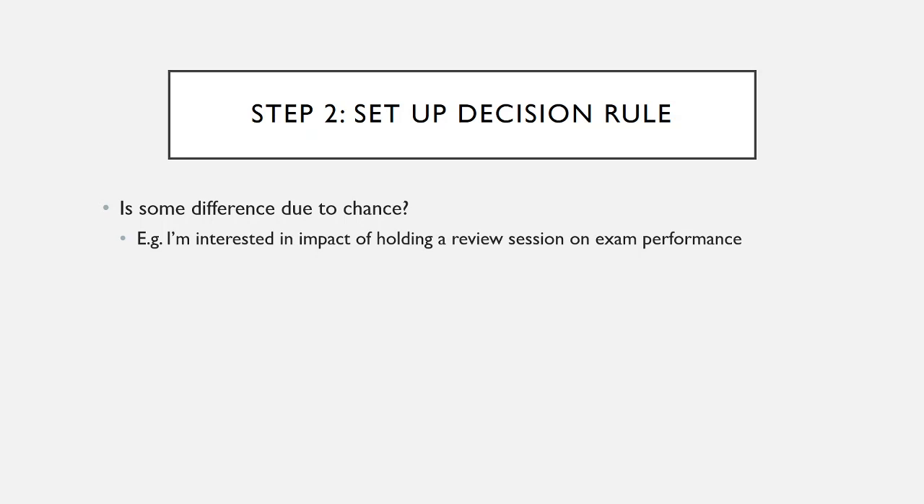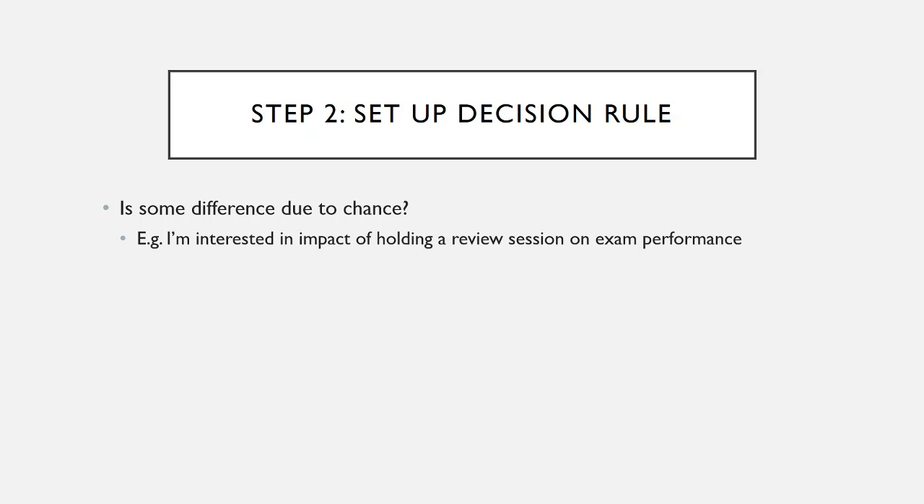So think of it this way. We're essentially at this point going to be saying, what are the odds that some difference that we found, or some relationship between variables that we found, was due purely to chance?